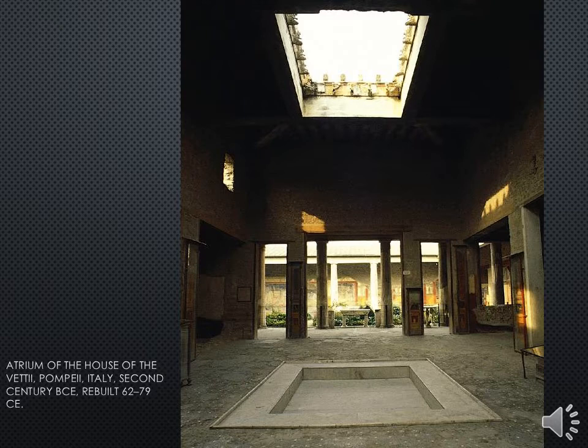Off to either side, there would be a series of rooms, smaller rooms, off to the sides and sort of behind us here in this view. And that's where, of course, the bedrooms would be, storage areas, servants' quarters. How much of that there is would depend, of course, on how wealthy a family we're talking about.